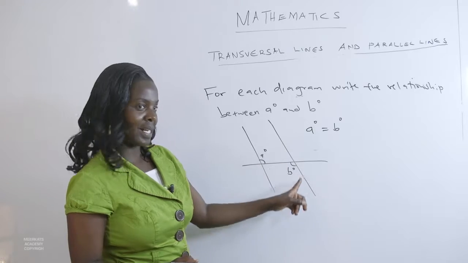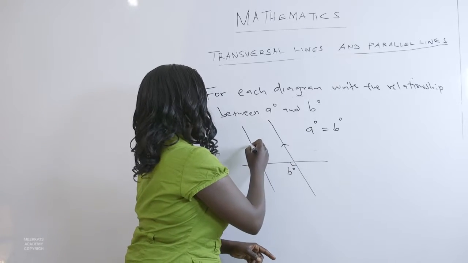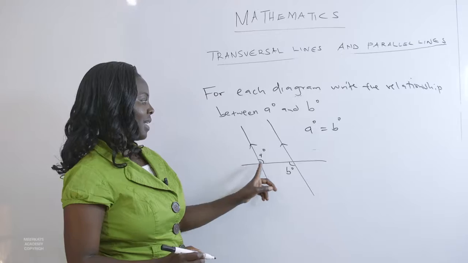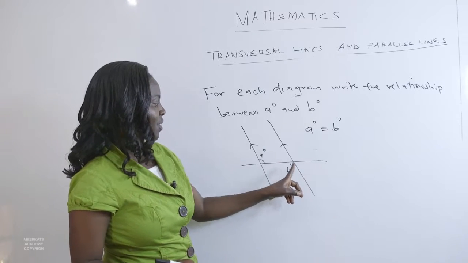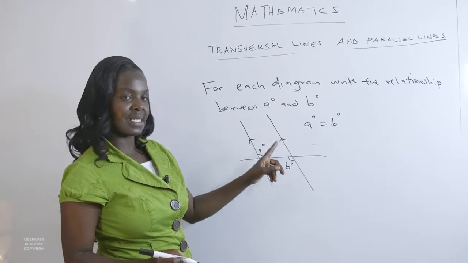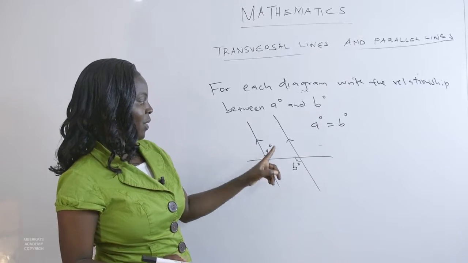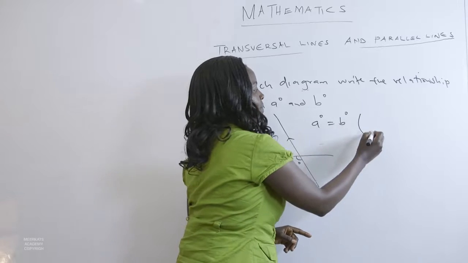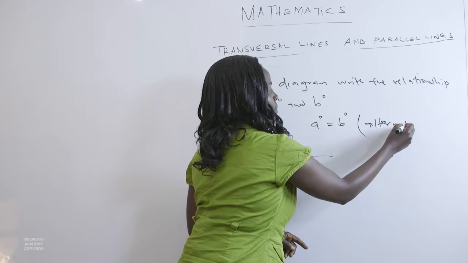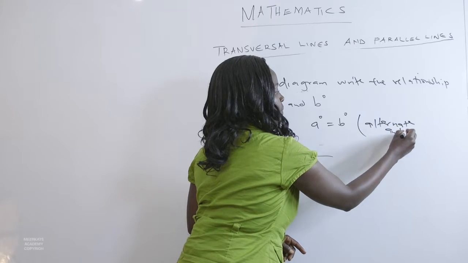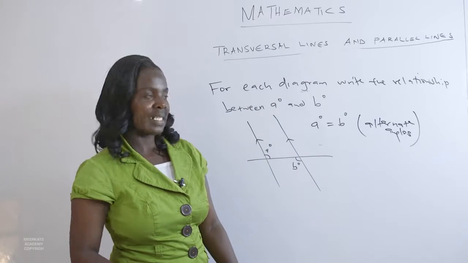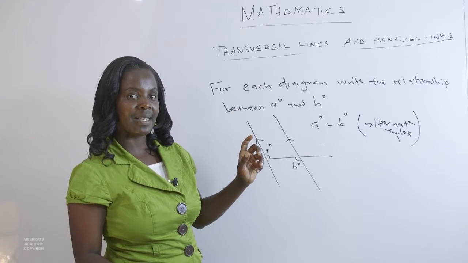If these are two parallel lines, then this line here is the transversal. So the angles that are on the opposite side of the transversal, we call them alternate angles. So A and B are equal because they are alternate angles. Remember, we said alternate angles are equal.